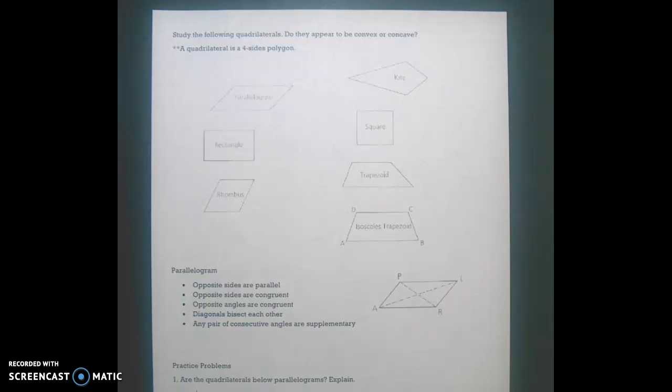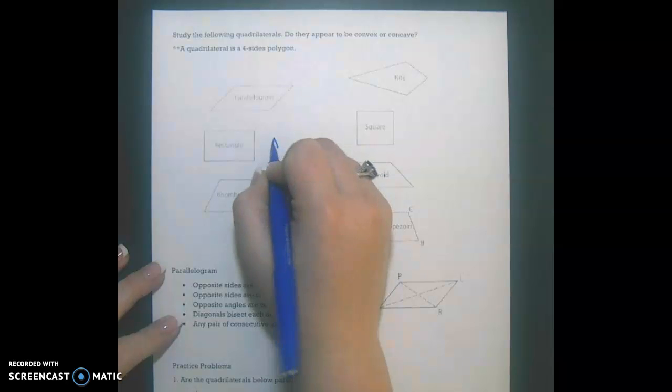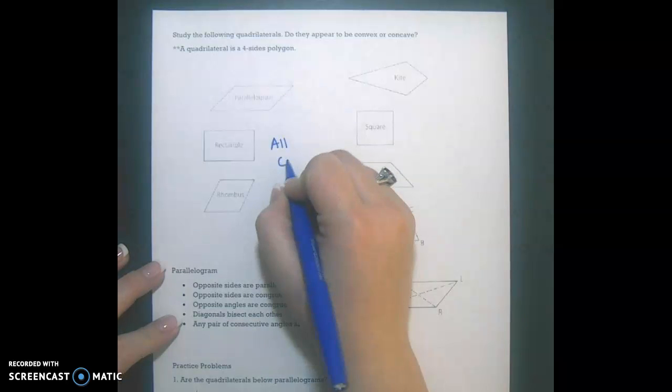Now remember, for a convex polygon, each interior angle is less than 180 degrees. And if it's not convex, then it is concave. Looking at all of these polygons, it does not appear that any of them have an interior angle greater than 180 degrees. So they are all convex.